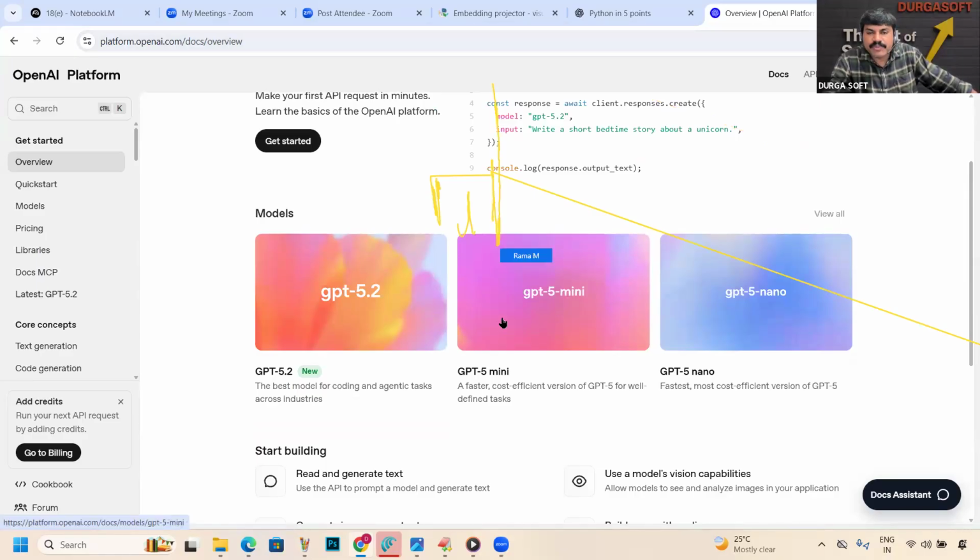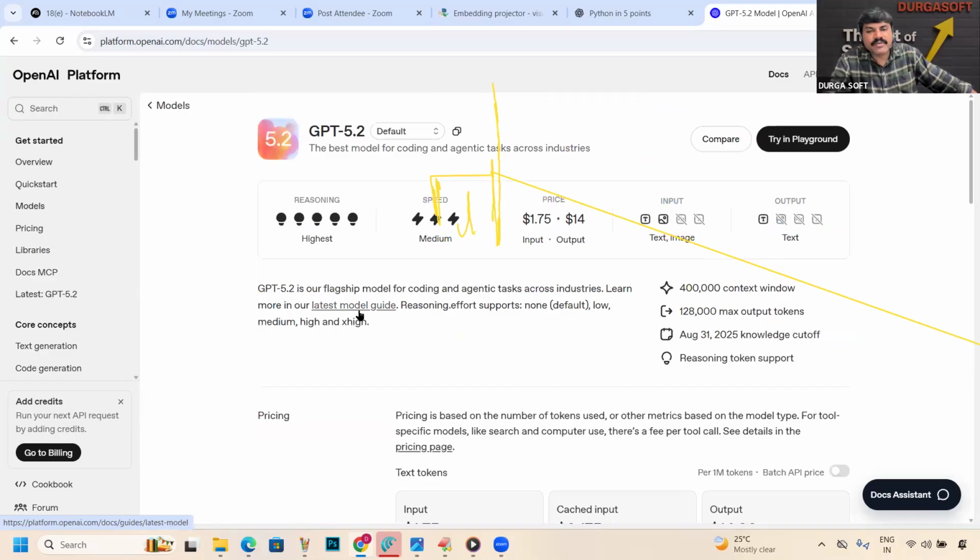Sir, GPT 5.2, GPT 5 mini, GPT 5 nano, something is there. Now I'm taking the GPT 5.2 model. Can you please observe what this date is? Anyone, please respond. What is this date? August 31, 2025. Knowledge cutoff date means for GPT 5.2, the existing knowledge is August 31st, 2025 only. Remember this one. Up to that only information is available.